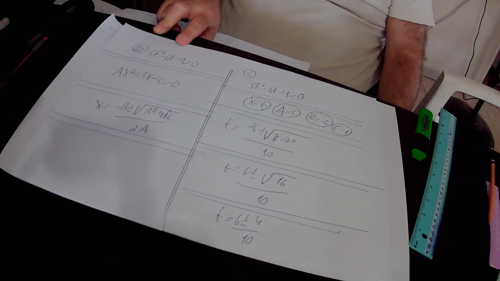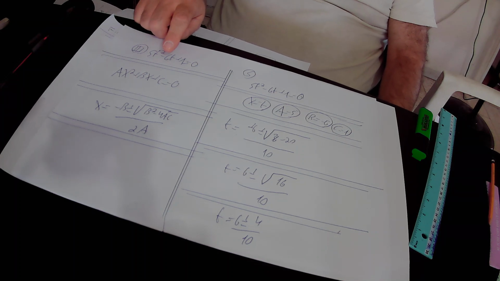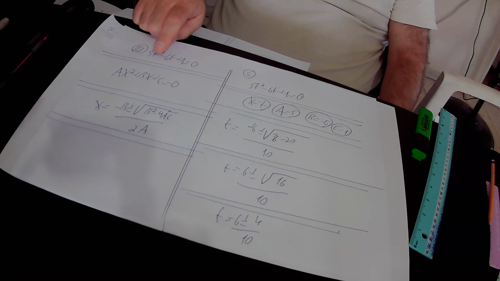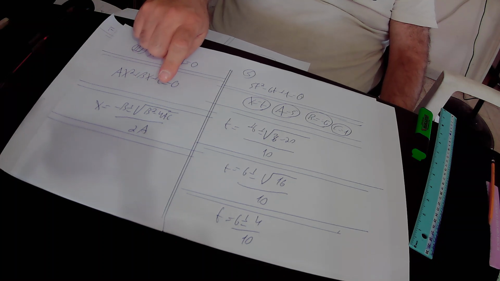So this is a quadratic equation. The general formula for a quadratic equation is ax squared plus bx plus c equals 0. In this general formula, a, b, and c are the coefficients of this quadratic equation, and x is the variable that we are looking for. We find the value of x according to the following formula: x equals minus b plus or minus the square root of b squared minus 4ac, over 2a.